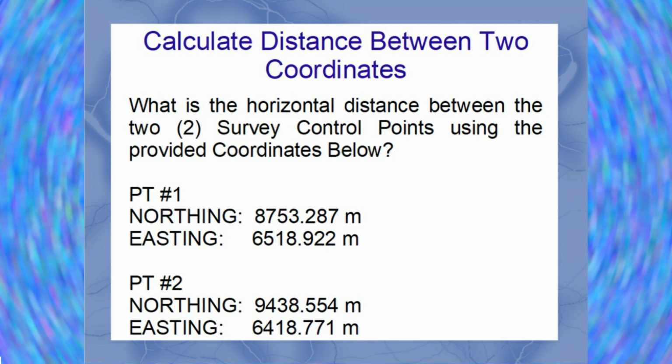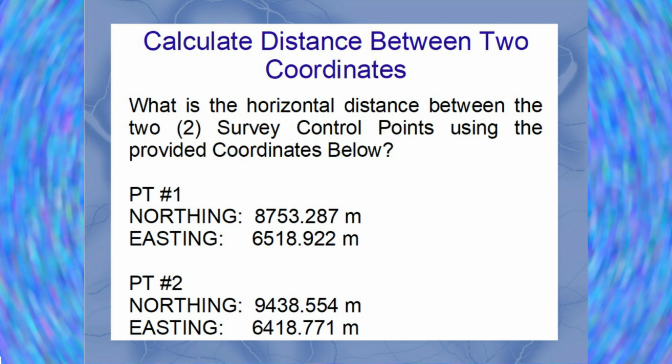The question is, calculate a distance between two coordinates. What is the horizontal distance between the two survey control points using the provided coordinates below? We have point number 1 with a northing of 8753.287 and an easting of 6518.922. And then point number 2 has a northing of 9438.554 and an easting of 6418.771.